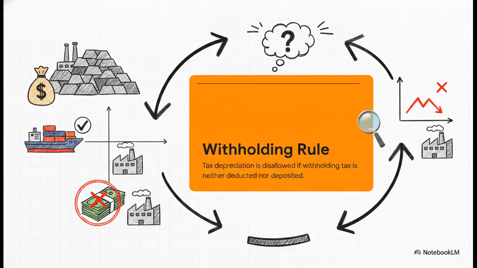For the 200 million in local purchases, this failure is fatal. Tax depreciation on local purchases is entirely disallowed if the applicable withholding tax is neither deducted nor deposited. Therefore, 95 million rupees in depreciation tied to those local assets, it completely fails the test and must be added back to profit. However, the commercial imports safely pass.